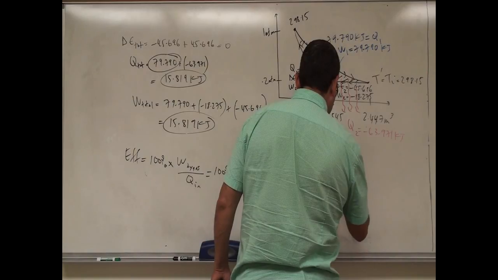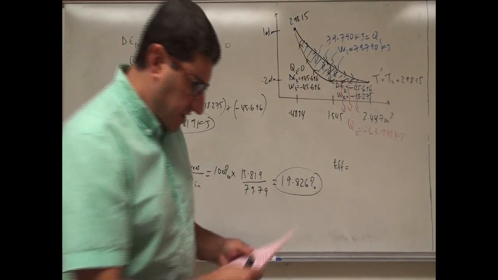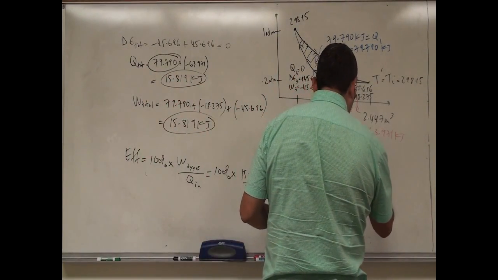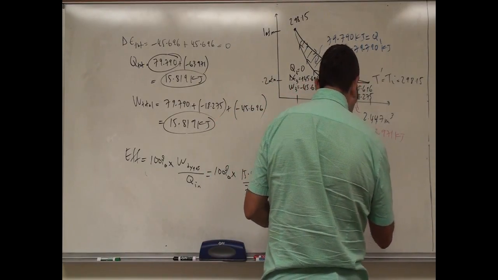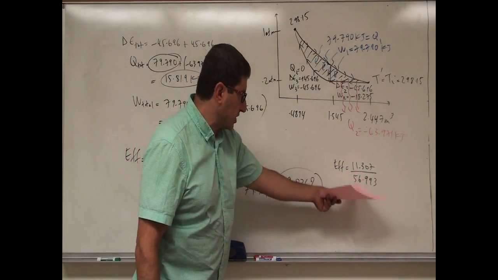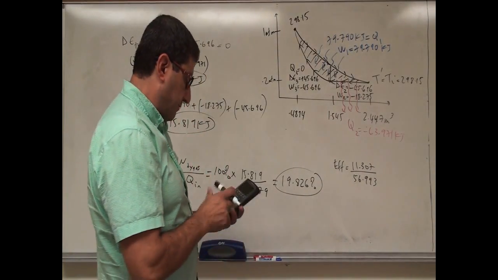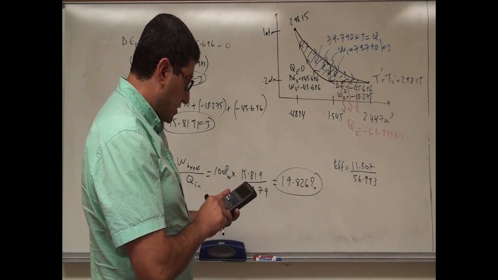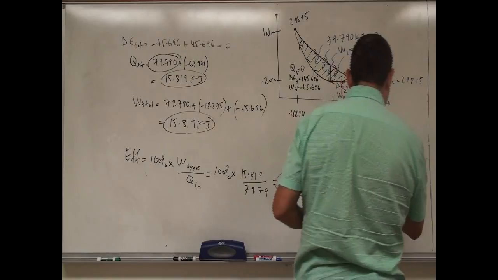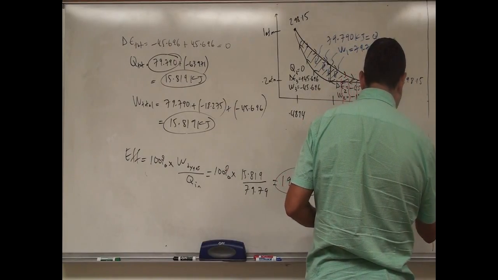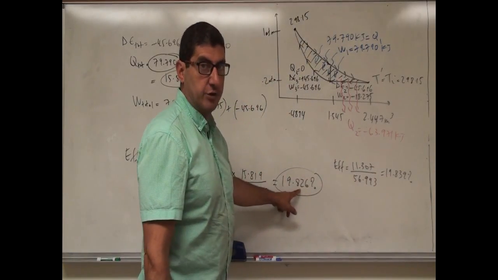What was the other one? The first example, the work done by the gas was 11.307 divided by 56.993. So in the first example, the gas did less work, but it required less heat from me to get the gas to do that work, right? 11.307 divided by 56.993 was 19.839. So this one is slightly more efficient than this, but they're very, very close.